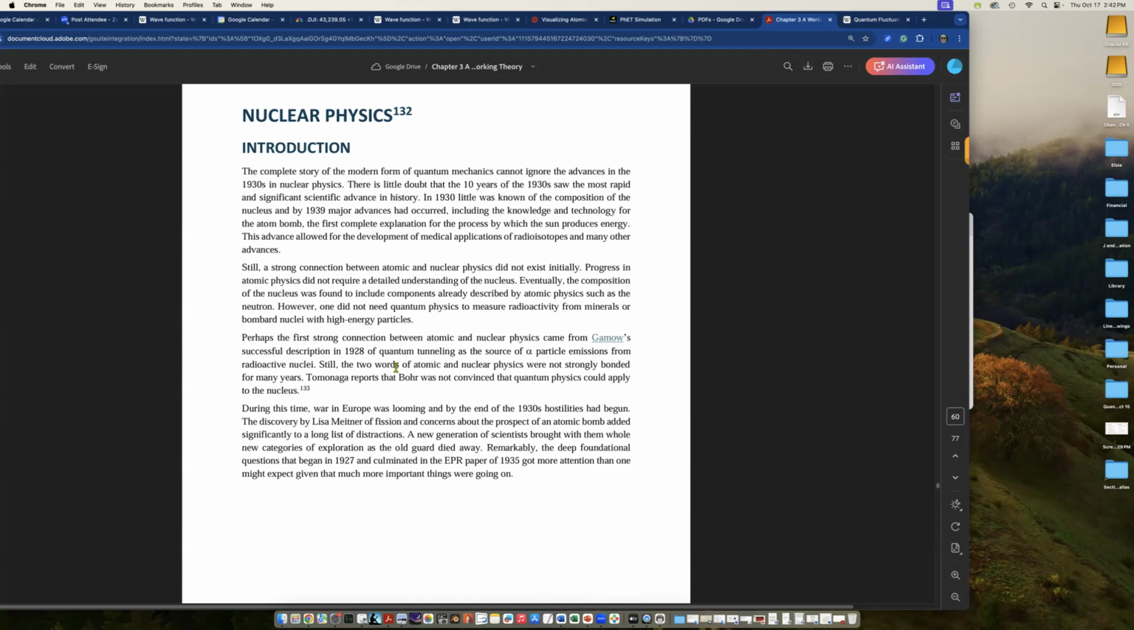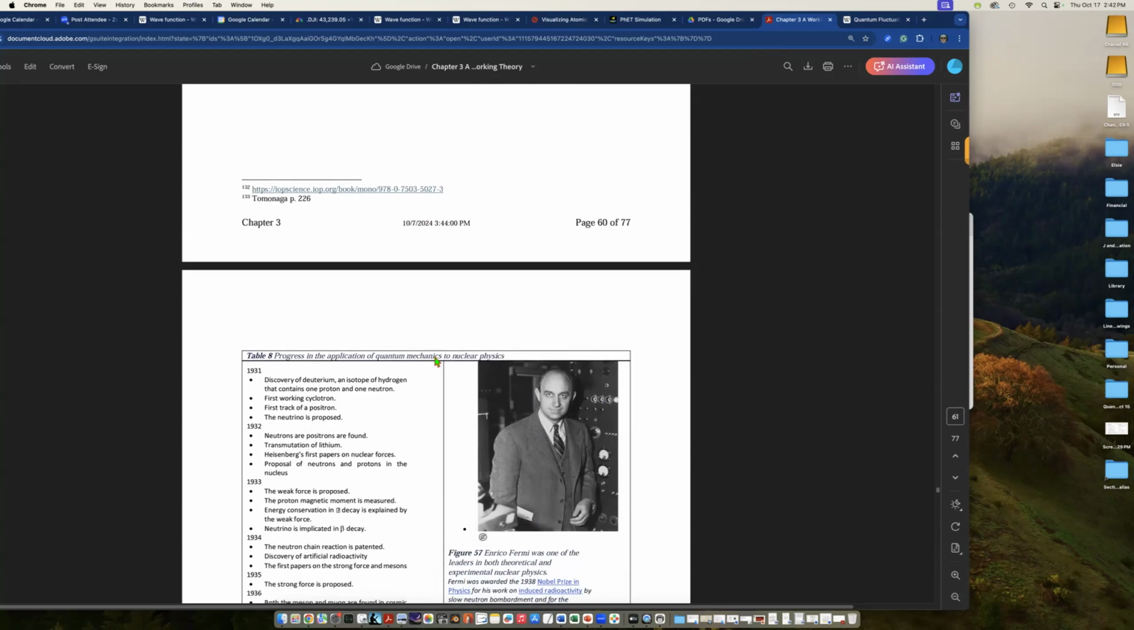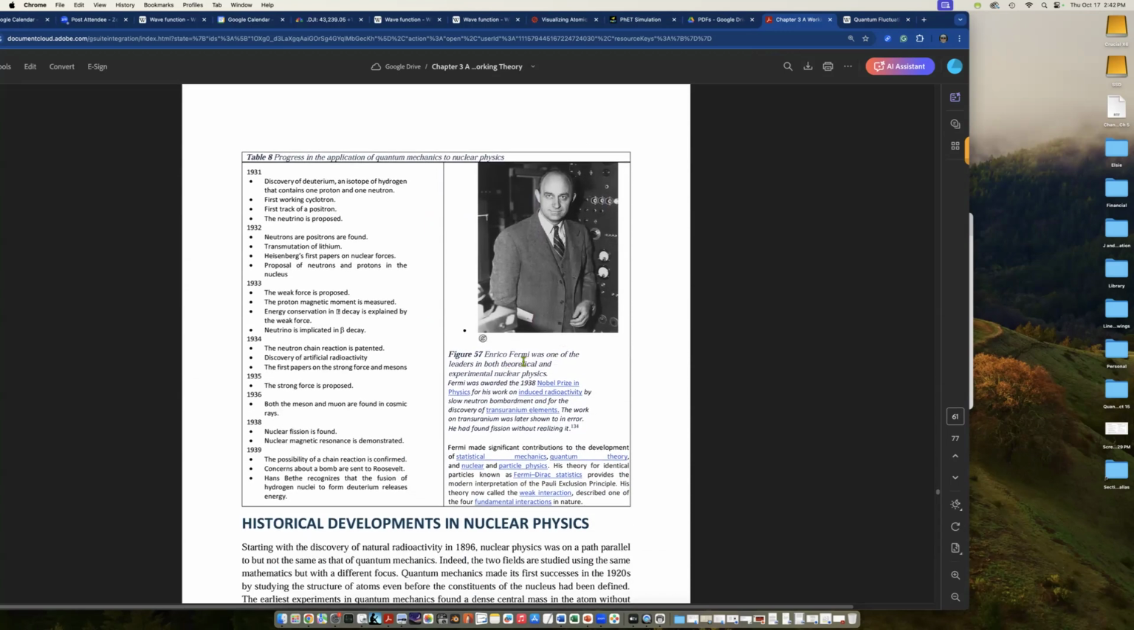Now, extensions had to be made, but the fact that you can apply quantum mechanics to the far different nucleus is an extraordinary gift. And a great deal of it was done in the 1930s. Here's Enrico Fermi, who's very prominent in making these developments. The really extraordinary time is 1932, because you see neutrons and positrons were found.